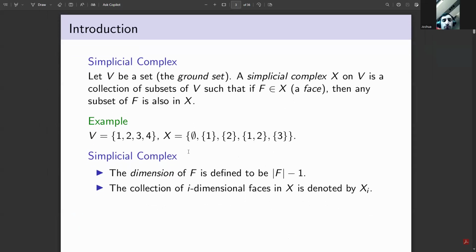The sets in your collection are called faces, and the dimension of a simplicial complex is defined to be the size of the largest set in your collection minus 1. We also can create a poset by inclusion of all the faces you have in your collection. At level i, I mean all faces of dimension i, so size i plus 1. We denote those by X sub i.